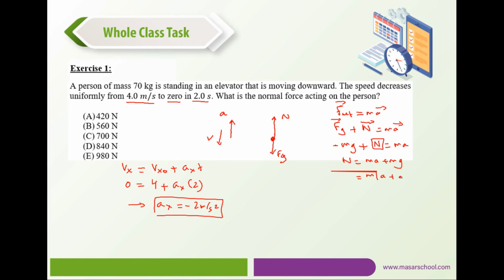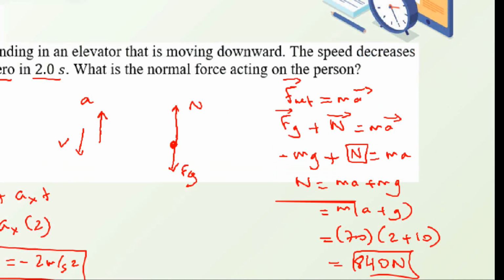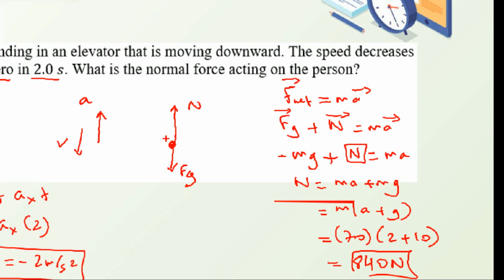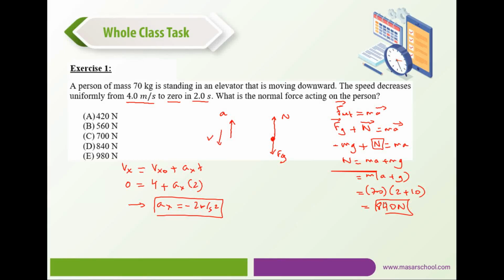Now let me factor the mass. That would be m times (a plus g). The mass is 70, a is 2, g is 10. Plugging that into the calculator, that would give you 840 newtons. So remember that here, because I'm considering the positive direction to be up, and a is up, we need to replace a by the positive value given by 2.